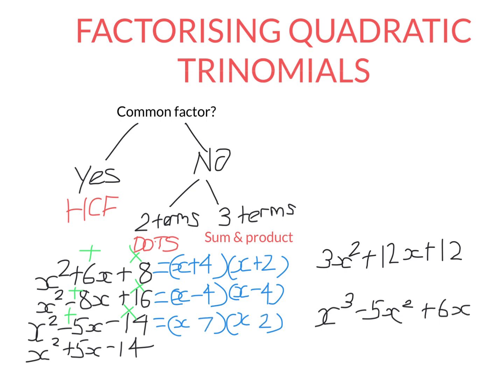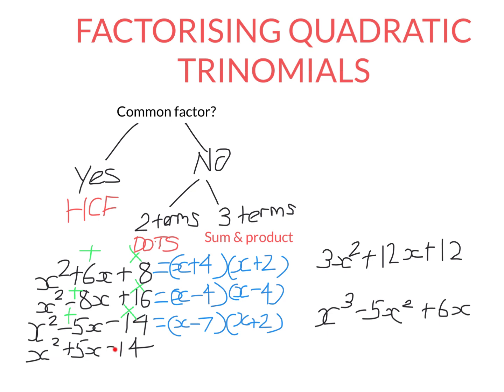So how can I get 7 and 2 to add to negative 5? Well, if the 7's negative and the 2's positive. Negative 7 plus 2 is negative 5. Negative 7 times 2 is negative 14. If I expand this using FOIL, I get this.